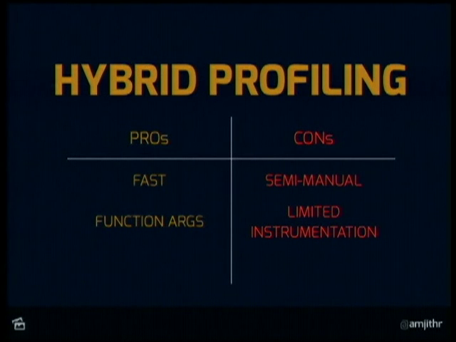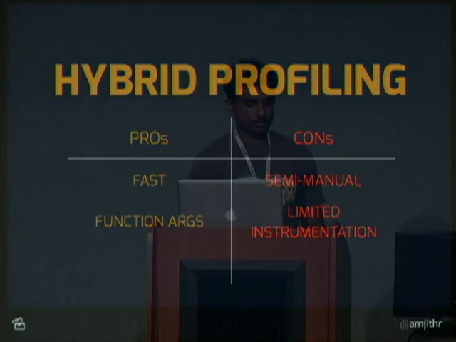So to summarize hybrid profiling, the pros are it's really fast because you're only doing targeted instrumentation of different functions, and in our internal testing, in the worst case scenario, it'll add maybe 7 to 10% overhead. But again, it depends on your function, or your application. And since we're able to capture function arguments, we're able to provide a richer background.